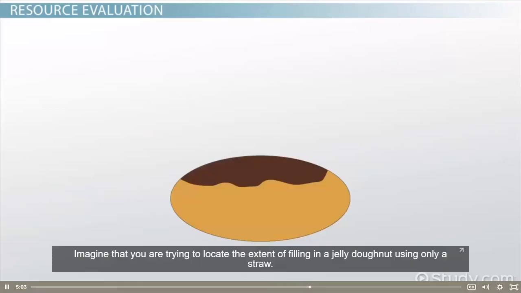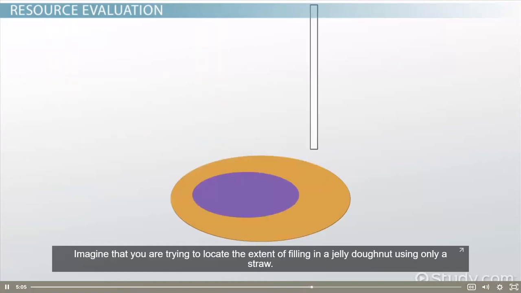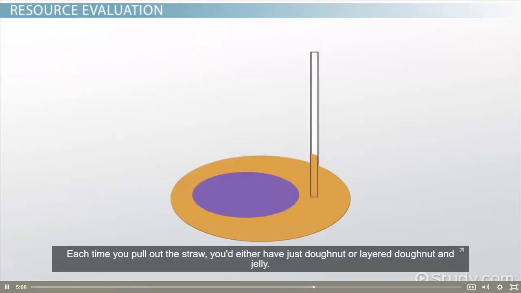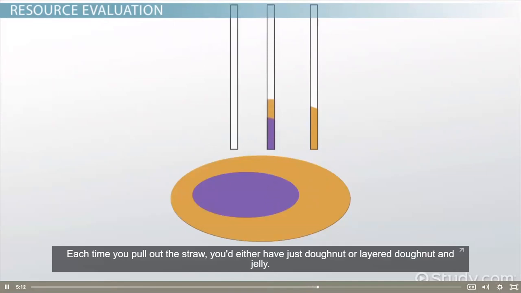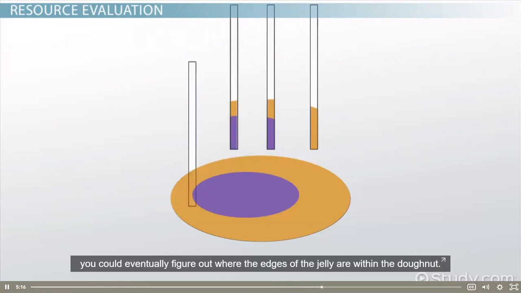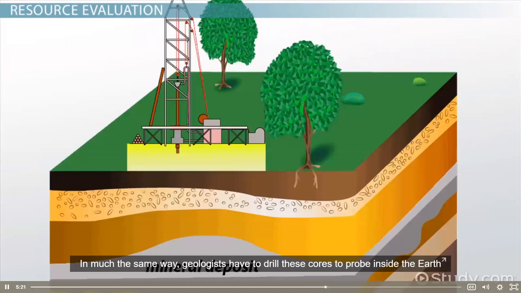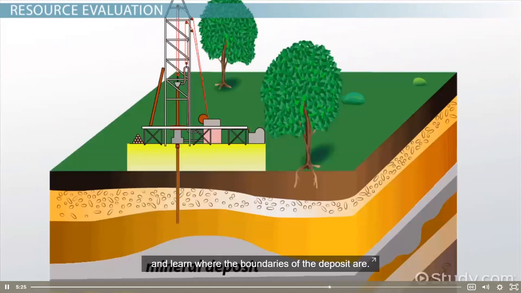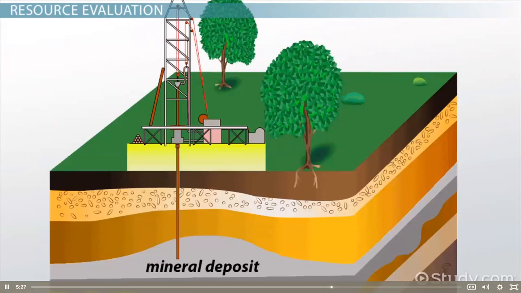Imagine that you are trying to locate the extent of filling in a jelly donut using only a straw. Each time you pull out the straw, you'd either have just donut or donut and jelly. By poking the donut multiple times, you could eventually figure out where the edges of the jelly are within the donut. In much the same way, geologists have to drill these cores to probe inside the earth and learn where the boundaries of the deposit are.